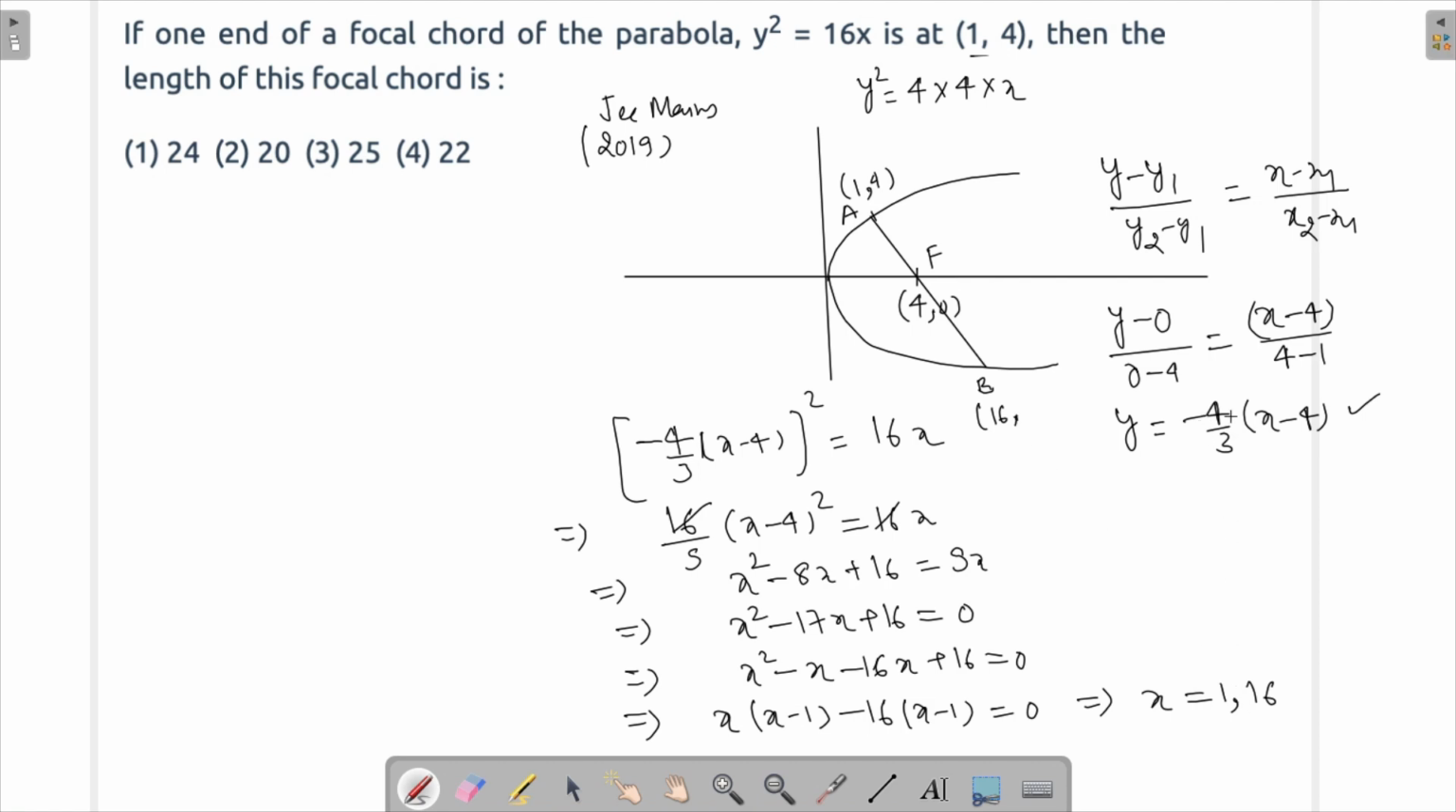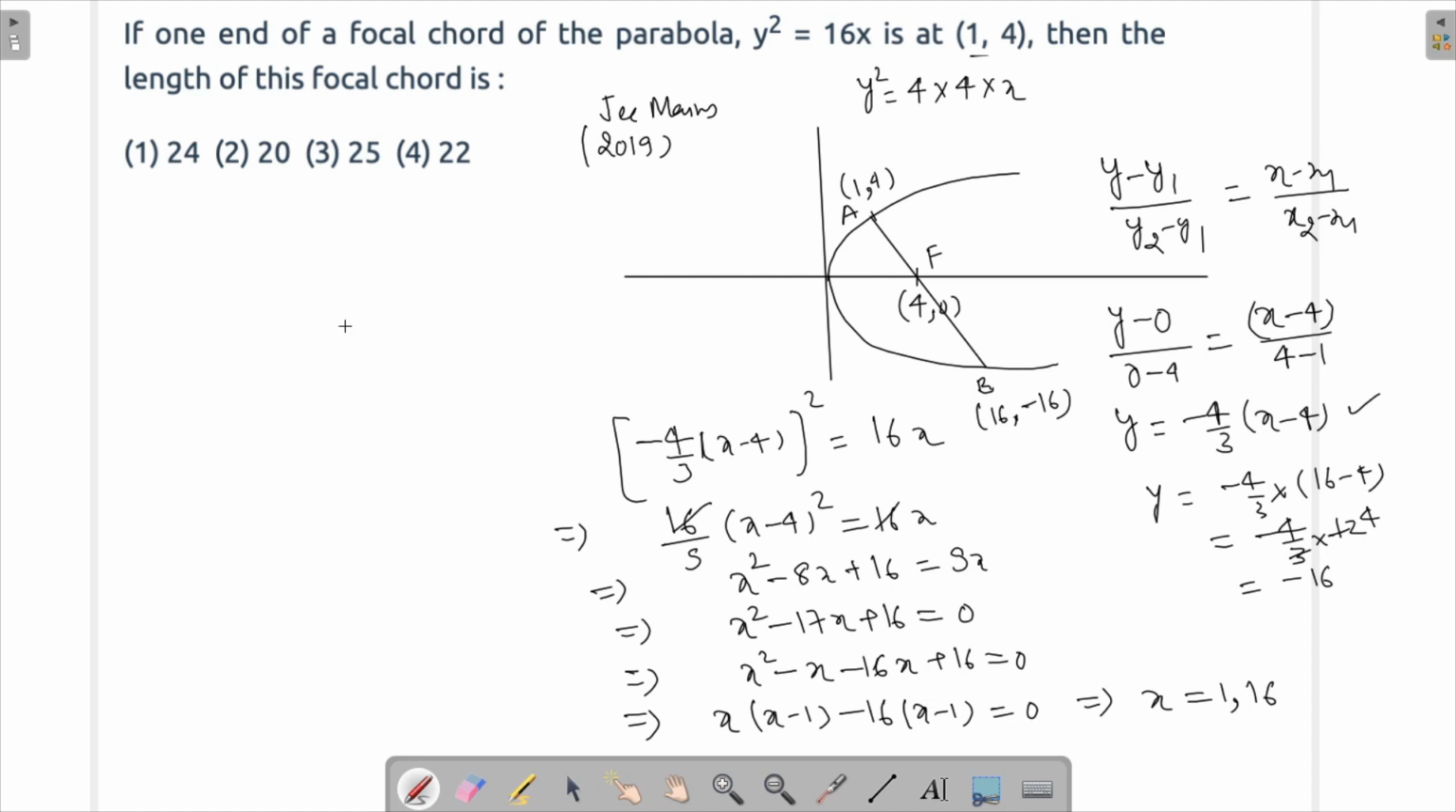I substitute 16 here to get y. Then this will be giving me minus 4 by 3 into (16 minus 4), which is 12. And this will become minus 4 by 3 into 12, which is, 3 4s are 12, and this will become minus 16. So I got this other point as minus 16.